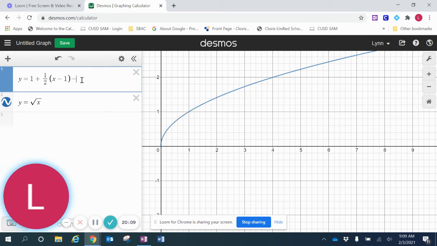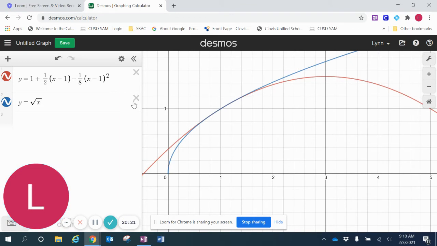So now I'm going to add in the next term. The next term was 1/8, looking at the expansion that I got, times (x minus 1) squared. Now if we look, in that particular section, hey, that's not a terrible approximation. The blue graph is my square root graph, and the red graph is the quadratic. And so I'm anchored at 1 here, right?